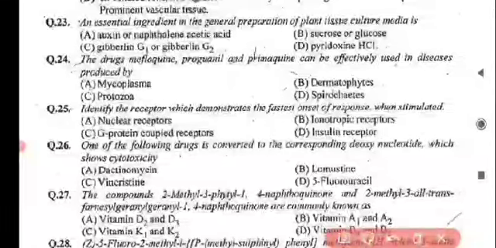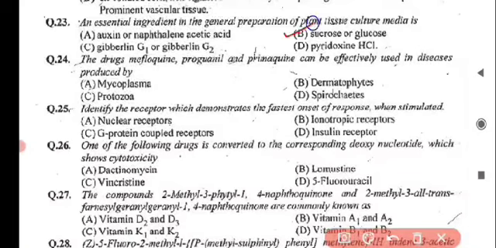Next question is, an essential ingredient in the general preparation of plant tissue culture media is, and the correct answer is option number B, sucrose or glucose. Next question is, the drugs mefloquine, proguanil, and primaquine can be effectively used in diseases produced by, option C is correct, protozoa. Next question is, identify the receptor which demonstrates the fastest onset of response when stimulated. And the correct answer for this is option B, that is inotropic receptors.